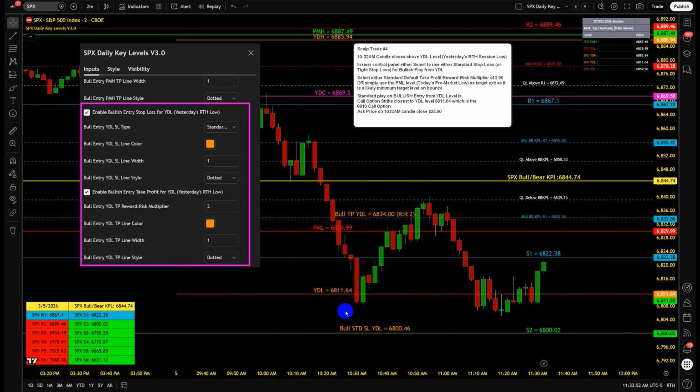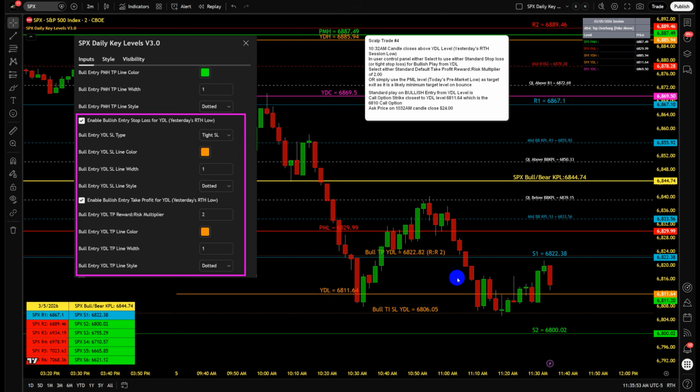So as you can see here, in this particular case, the standard SL for this bullish YDL level would be here, and this would be an RR of 2. Next, we'll take a look at the tight stop loss and see what the difference is. Okay, same thing, except we're using a tight stop loss.